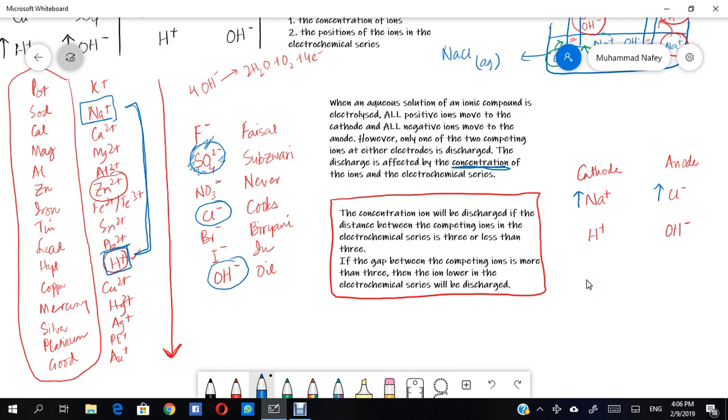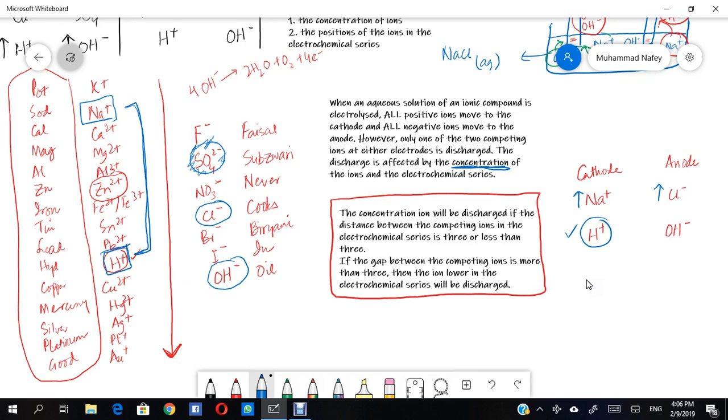Now let's take a look at the second part of the rule. If the gap between the competing ions is more than 3, then the lower ion in the electrochemical series will be discharged. Since the gap between sodium ions and hydrogen ions is much greater than 3, it is the hydrogen ions that will be discharged, despite the fact that sodium ions are more concentrated. The reason is that sodium ions, despite their high concentration, cannot do anything about the discharge. Why? Because there is a huge gap.